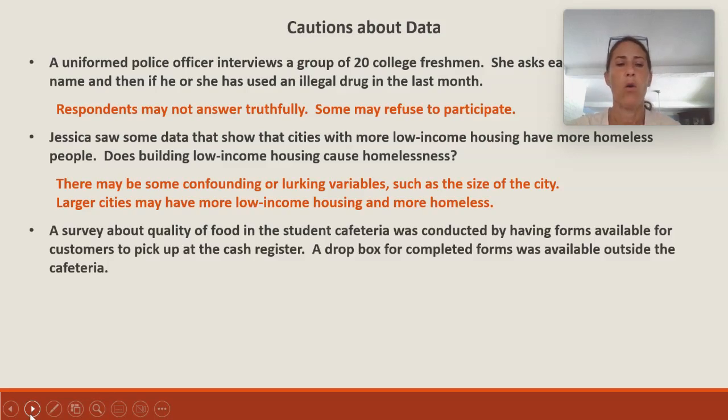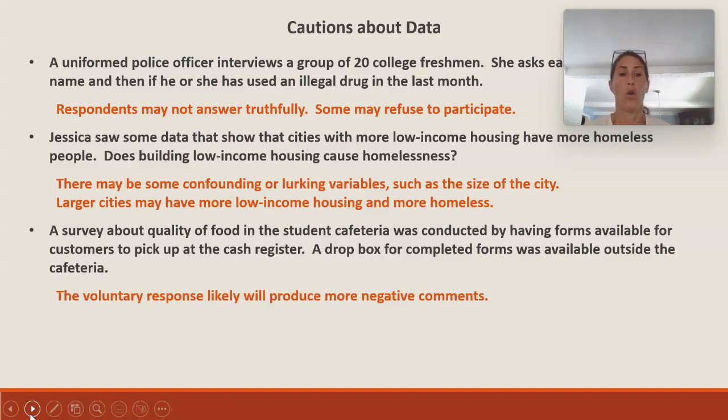A survey about quality of food in the student cafeteria was conducted by having forms available for the customers to pick up at the cash register. A drop box for completed forms was available outside the cafeteria. What could be some issues with the data here? Voluntary response will likely produce more negative comments. People might feel very strongly when they don't like something, and so those are the people that are responding.